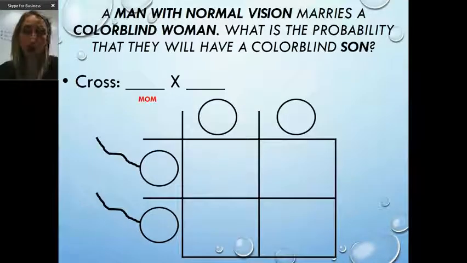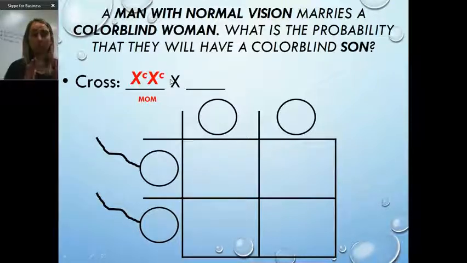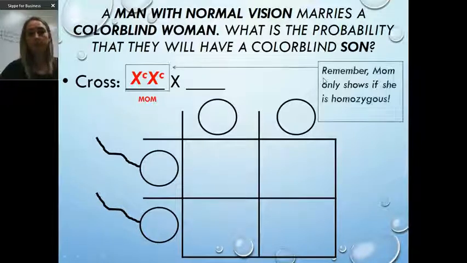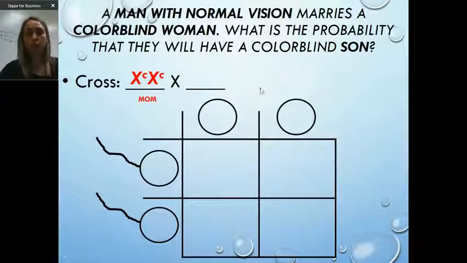If you were to do a Punnett square of a man with normal vision marrying a colorblind woman and figure out what the probability is that they will have a colorblind son. So the mom is colorblind. So we'll put a little C for this recessive colorblind allele. And in order for her to be colorblind, she has to be homozygous for it. She has to have that recessive trait on both of her alleles. So you put her 2 X's because she's a female, and then a little C and a little C. Dad will have an X and a Y with nothing on it because he has normal vision.